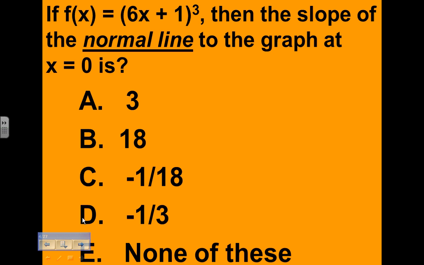If f of x equals (6x plus 1) cubed, then the slope of the normal line to the graph at x equals 0 is blank. Work this one out, please. You're going to have to use the mean value theorem and find the equations of normals and tangent lines. I also want to know the slope of the normal line at x equals 0. It should take about a minute to a minute and a half to do. All you need is the equation, and you have to use the chain rule.